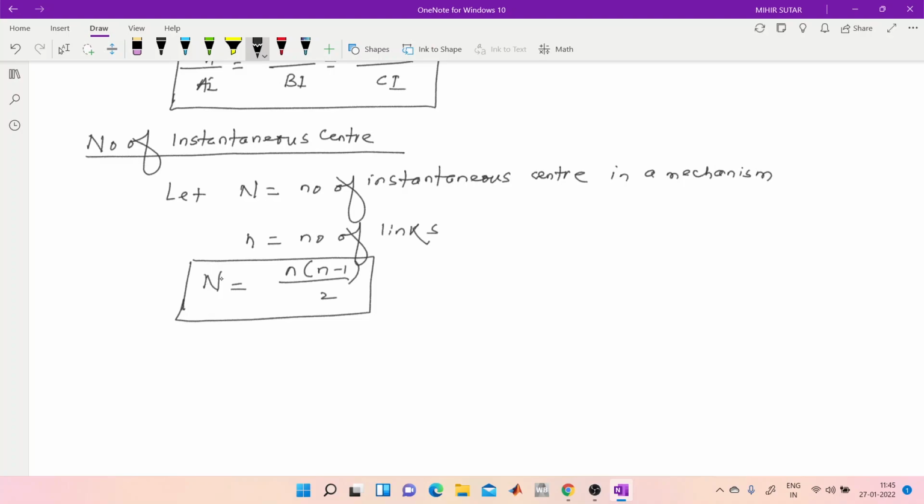So I think I'll stop here. Tomorrow we'll proceed further about what are the types of instantaneous center, Kennedy's theorem, how to locate instantaneous center. All this we'll do. It will be very interesting. So tomorrow you be prepared with your pen, pencil, calculator, everything.